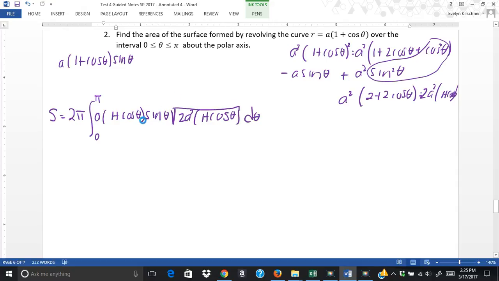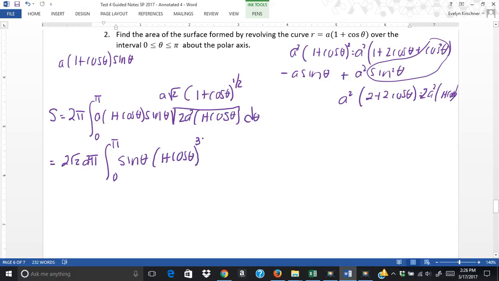So I'm going to move some stuff around. I am going to bring this a out here. I'm going to take out a radical 2 from here. And so this is the same as a radical 2 times 1 plus cosine theta to the 1/2. So I have 2 and then a radical 2, a pi. So I got rid of this, oh sorry, a squared, because I have this a and that a, so it's a squared, 2 radical 2 pi. And on the inside I have from 0 to pi of sine theta times 1 plus cosine theta, and I have it to the 3/2, because I have it to the first plus 1/2, that's 3/2 d theta.